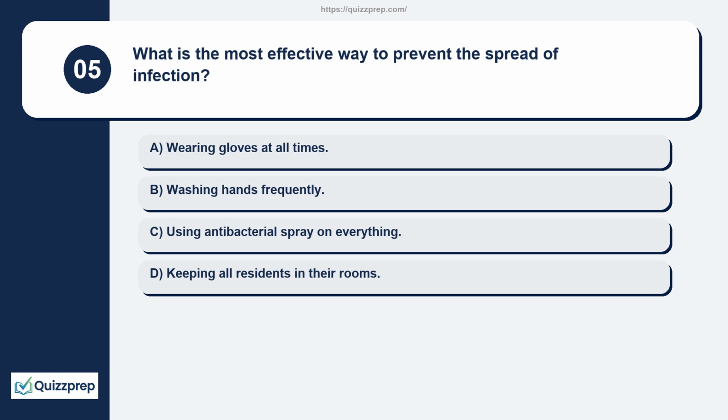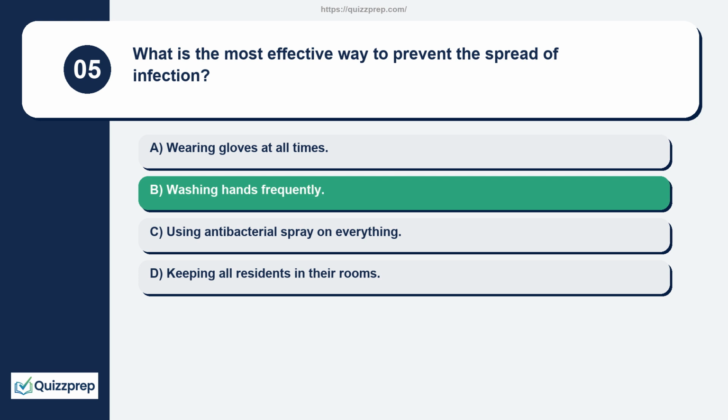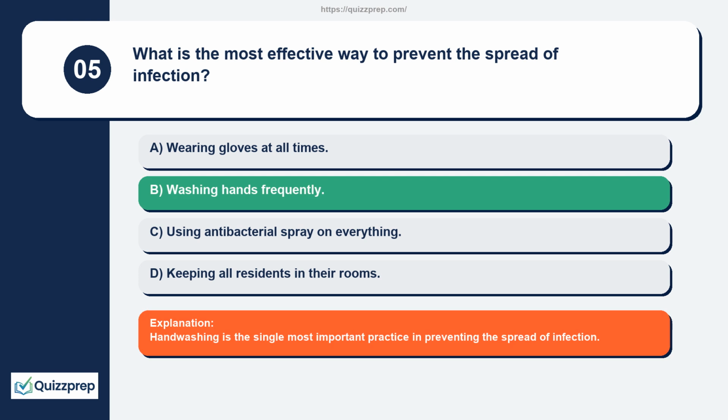Question 5. What is the most effective way to prevent the spread of infection? Wearing gloves at all times, washing hands frequently, using antibacterial spray on everything, keeping all residents in their rooms. Hand washing is the single most important practice in preventing the spread of infection.